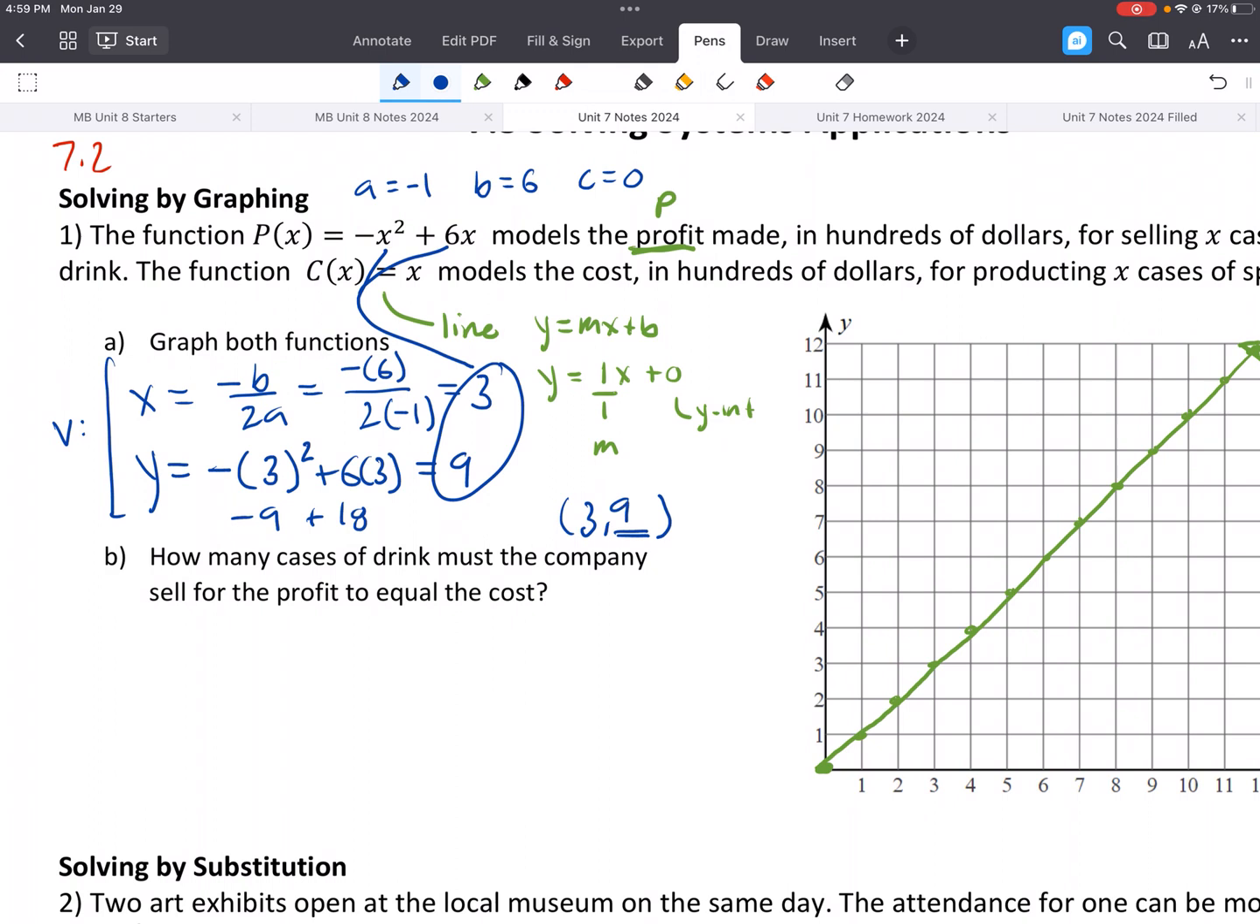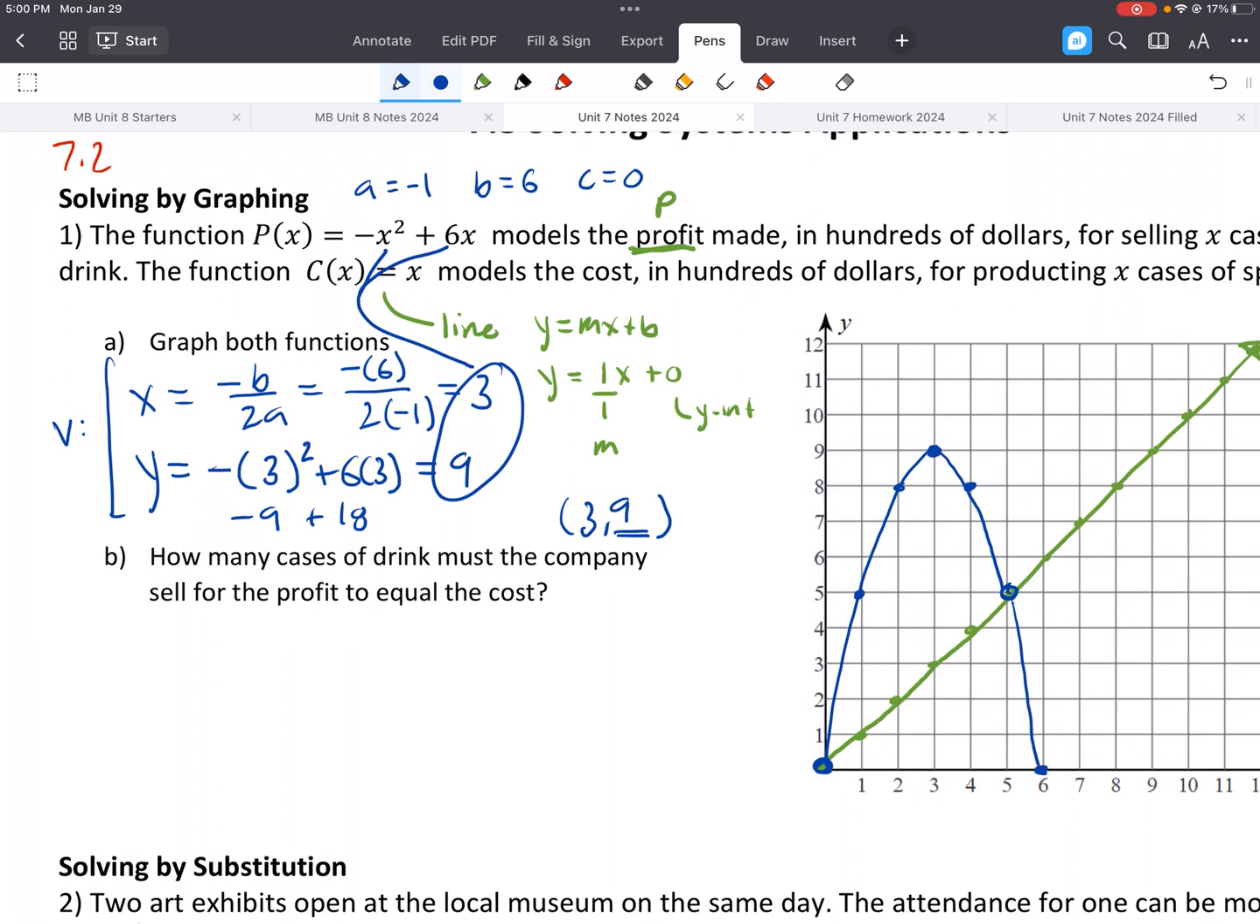So we'll plot that. And then the growth pattern: a is negative 1, so it's going to go down 1, 3, 5. So over 1, down 1; over 1, down 3; over 1, down 5 on both sides. Connect those dots and make it look like a parabola.